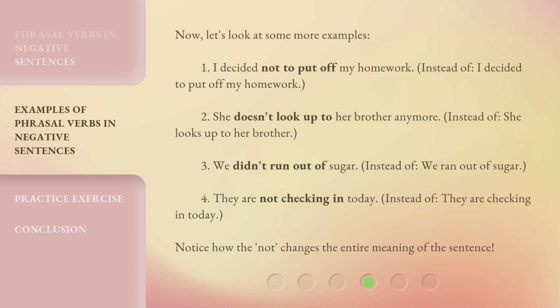3. We didn't run out of sugar. Instead of, we ran out of sugar. 4. They are not checking in today. Instead of, they are checking in today. Notice how the not changes the entire meaning of the sentence.